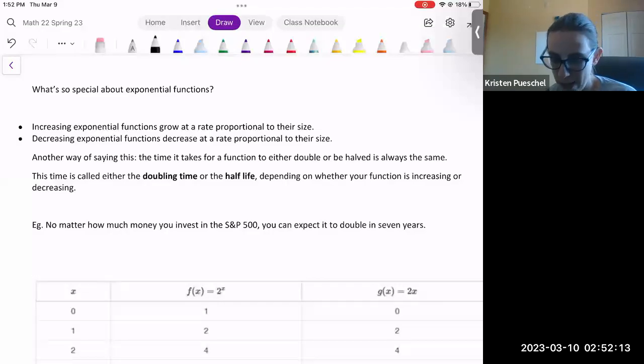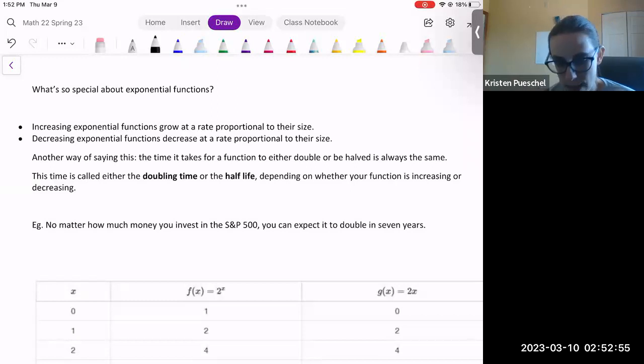Exponential functions are special because of the way that they grow. Increasing exponential functions are always going to grow at a rate that's proportional to their size, and decreasing exponential functions are always going to decrease at a rate that's proportional to their size. What that means is that in a given time period, we're always going to either gain the same percentage of our function, or lose the same percentage of our function.